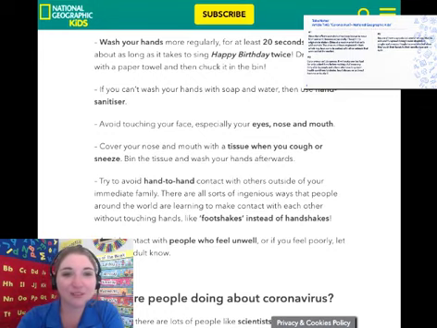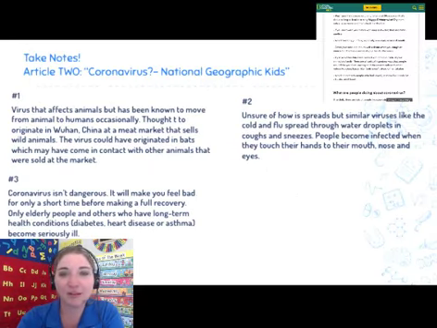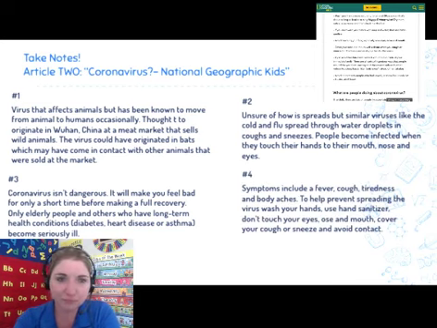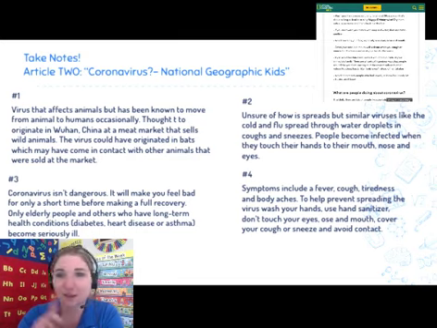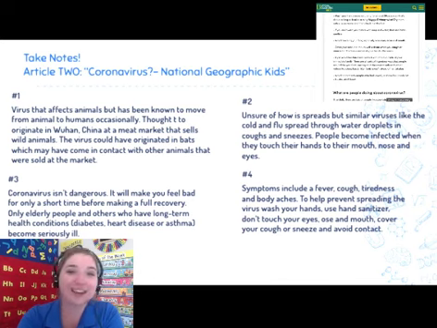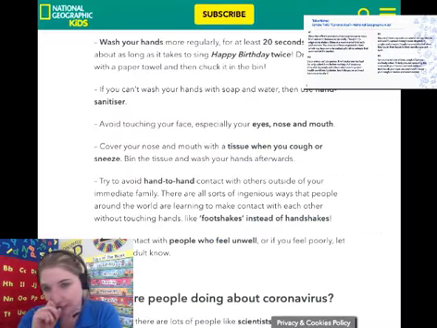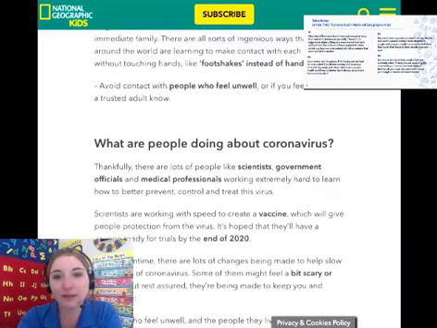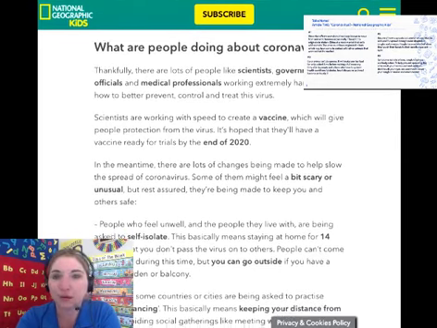All right, so let's go ahead and pull up the PowerPoint again, and let's look at point four. So symptoms include a fever, cough, tiredness, and body ache. To help prevent spreading the virus, wash your hands, use hand sanitizer, don't touch your eyes, nose, and mouth. I forgot the N. Cover your cough or sneeze and avoid contact. So that is what we gathered. And then the last point, I'm doing 5 because I did 5 yesterday as well. So the last point is, what are people doing about coronavirus?